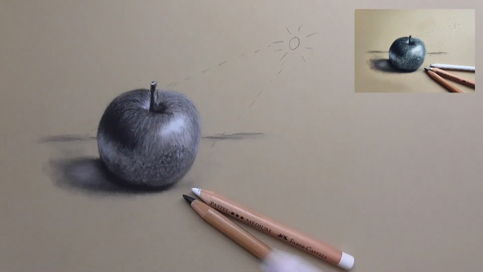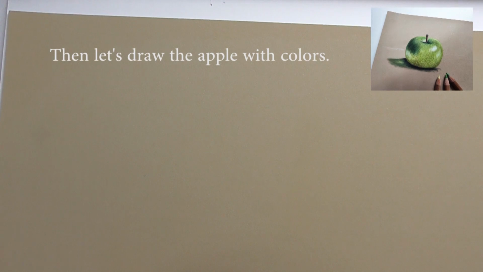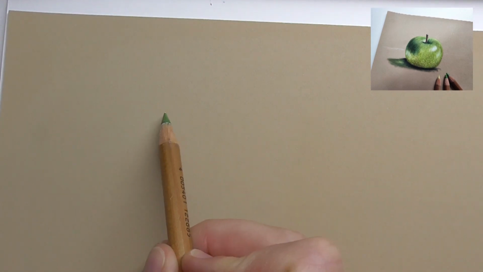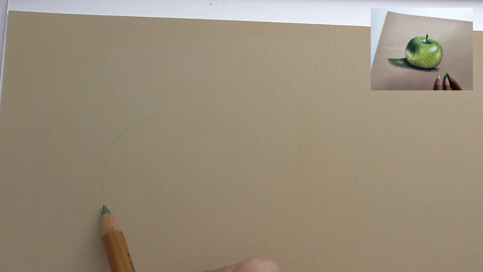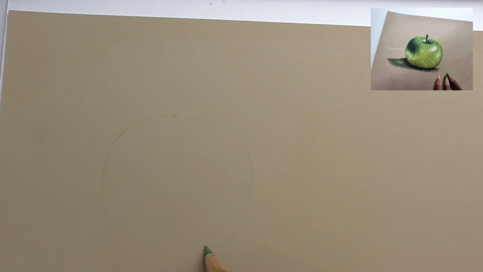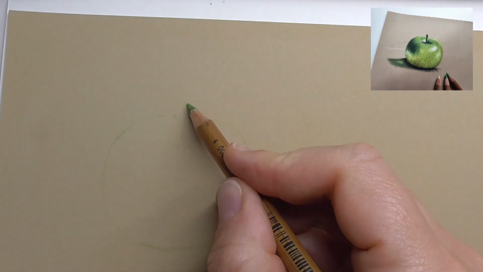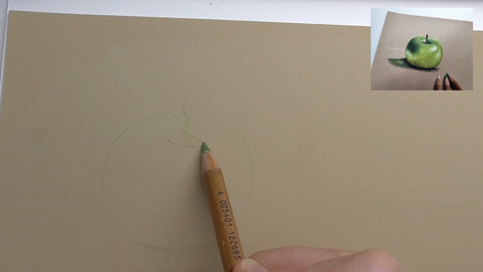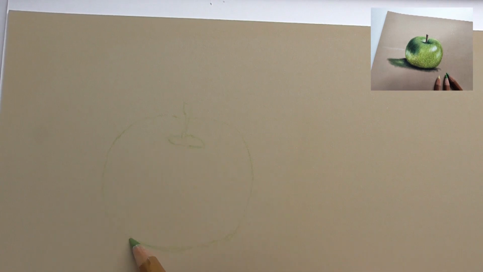And now it's finished. Then let's draw the green apple. Let's draw it in colors. I sketch in here the outlines with a green pastel pencil. Do the same as I've done with the black and white apple. Just sketch in gently the outlines with little pressure. I do that with the green pastel pencil because the apple itself is green. If you use white, you have white strokes, or with the black outlines, it's better to use the color of your subject.